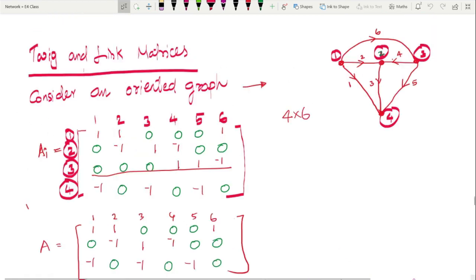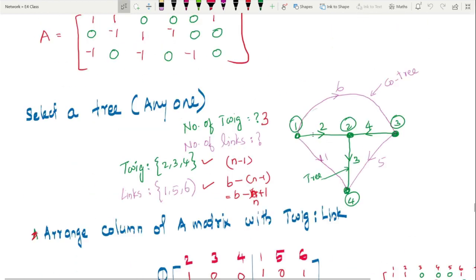Now what we are going to do is select any one tree. We know a graph may contain many trees. The relationship between the number of trees and the reduced incidence matrix we are going to see later in this video, and we will solve some problems based on that. Anyway, let's consider a tree from this graph. We can consider a tree like this. So this is the tree, the green one represents the tree.